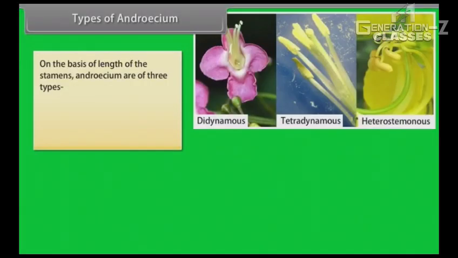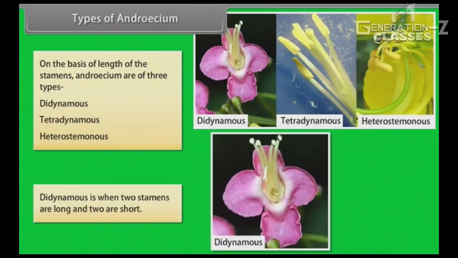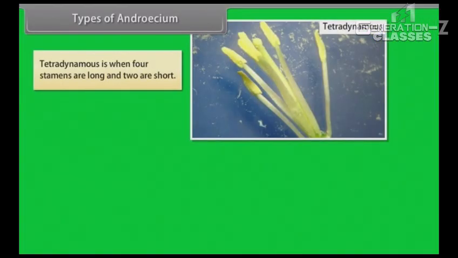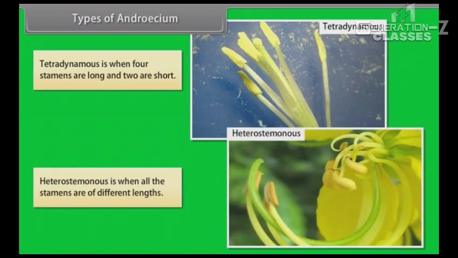Types of androecium. On the basis of length of the stamens, androecium are of 3 types: didynamous, tetradynamous, heterostemenous. Didynamous is when 2 stamens are long and 2 are short. Tetradynamous is when 4 stamens are long and 2 are short. Heterostemenous is when all the stamens are of different lengths.